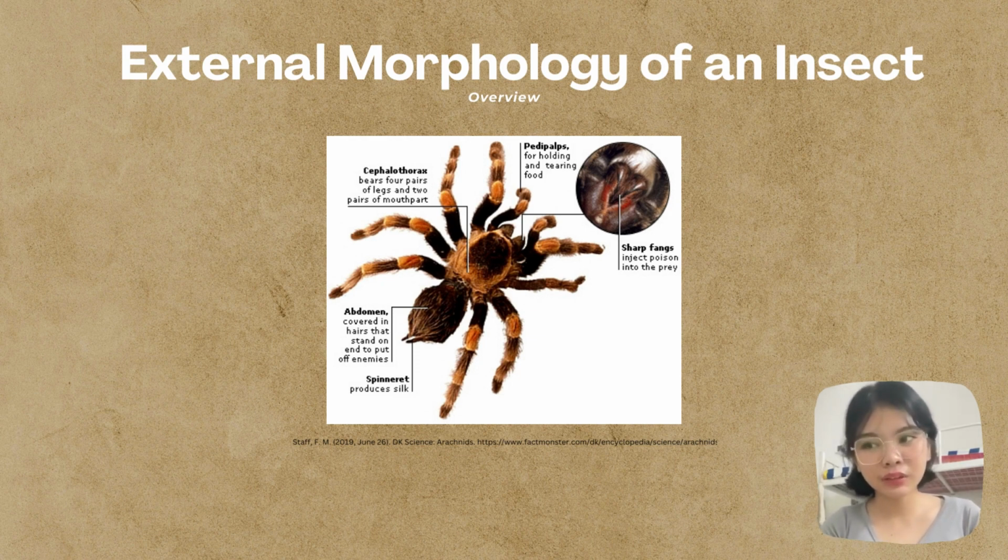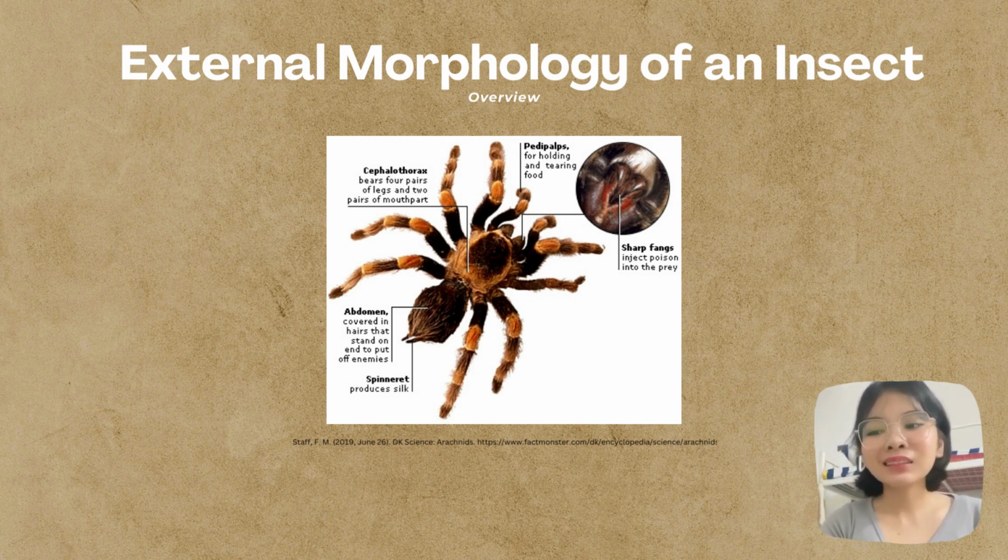In addition, the pedipalps, these are the second pair of appendages located near the mouth. They have various functions such as sensing, manipulating prey, and in some cases, transferring sperm.